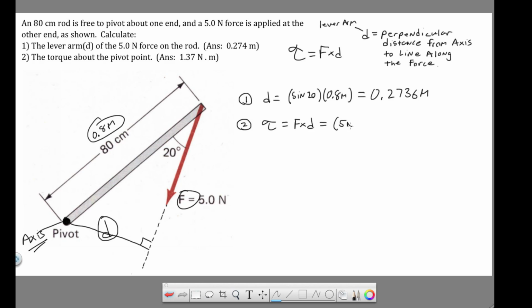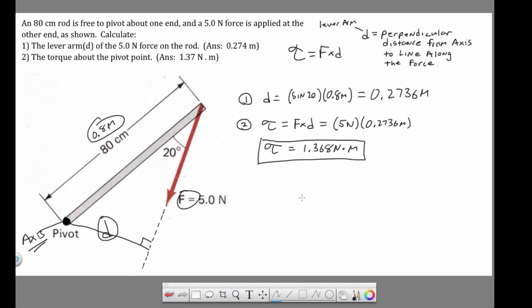So the force is 5 newtons. The lever arm, which is the perpendicular distance to the force, is 0.2736 meters. So this gives us a torque of 1.368 Newton meter, which is the unit for torque. Newton meter is equivalent to a joule, but when you're doing torque problems, we leave this as Newton meter. Don't write that as joule.